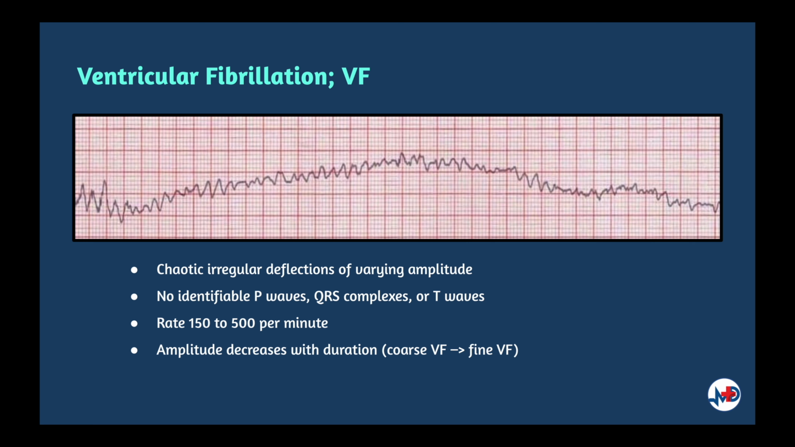The rate is typically between 150 to 500 beats per minute, and the amplitude decreases with duration. It could be from coarse VF to fine VF. So this is a fatal condition because the ventricles are not able to contract well, producing inadequate cardiac output.